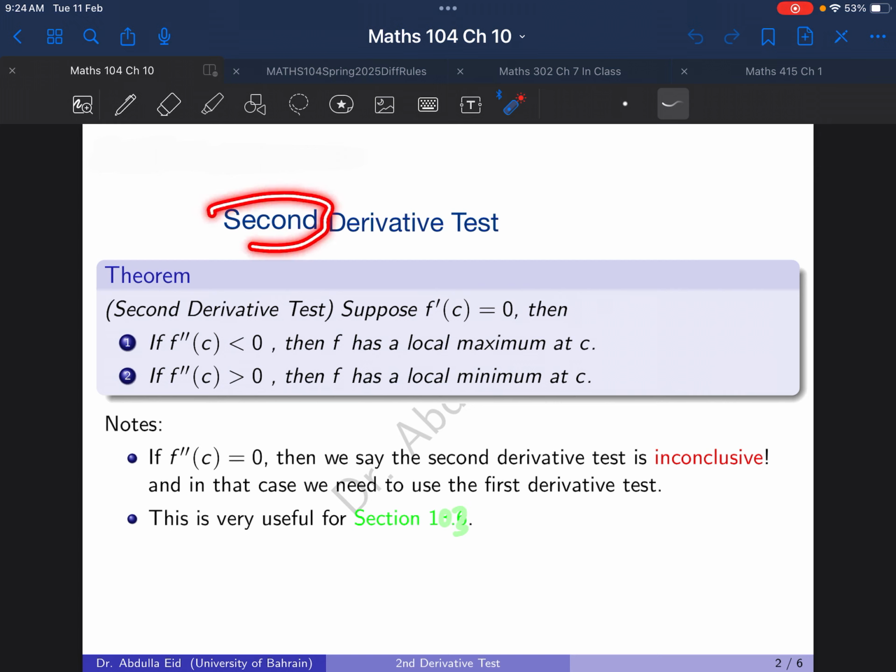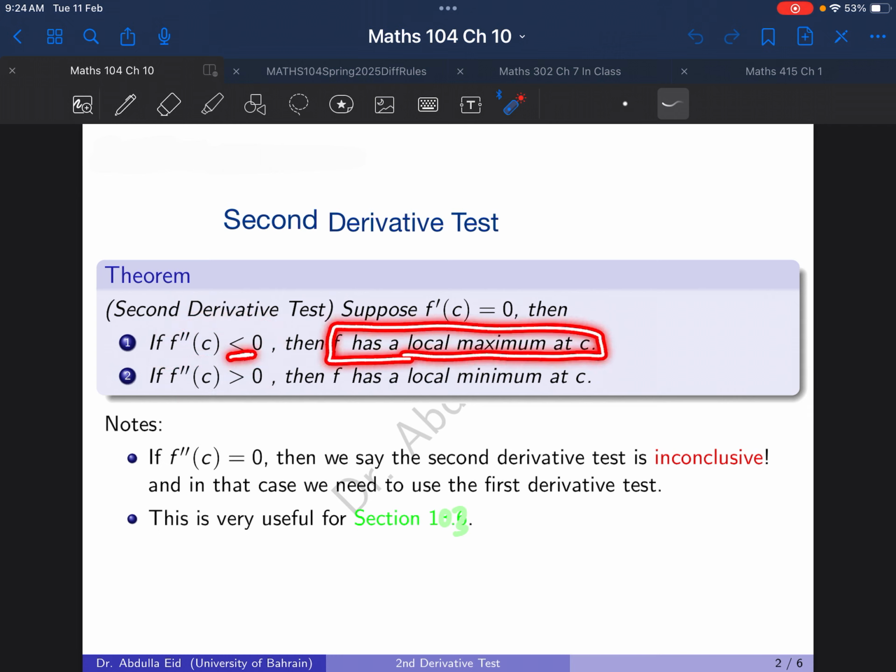Today we will have a shorter test, and it will be very helpful when we do applications. If you have a critical number, which means the derivative is equal to 0 at c, to find if it is a maximum or minimum, you only need to look at the sign of the second derivative. If the sign is negative, then f has a local maximum at c. If the sign of the second derivative is positive, then f has a local minimum at c.